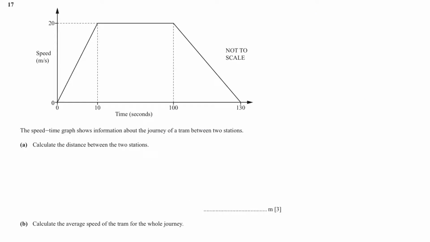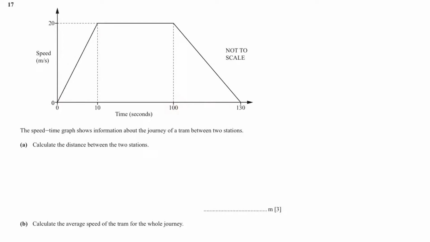Question number 17 is a speed time graph, and the speed time graph shows information about the journey of a tram between two stations. Calculate the distance between the two stations. To find the distance, you have to find the area under the curve. You can break it up into one triangle, rectangle, and triangle and add all the areas together, or you can use the trapezium rule to find the area.